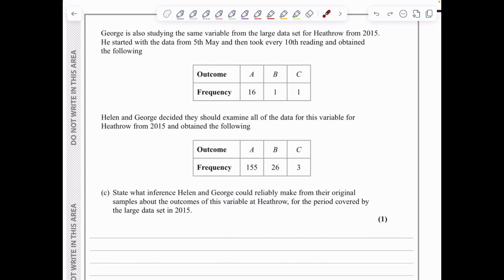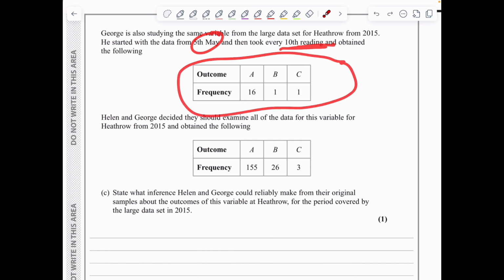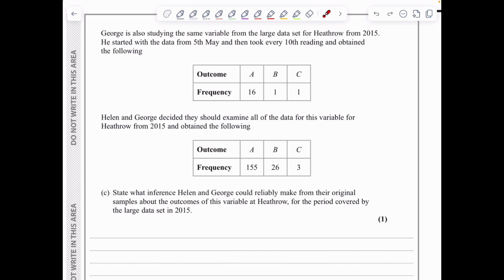Now, George is also studying the same variable from the large dataset for Heathrow from 2015. Now, he started on the 5th of May, taking every 10th reading, obtaining the following results. As we can see again here, the sample is heavily dominated by outcome A. Now, Helen and George decided they should examine all of the data for this variable for Heathrow from 2015, obtaining the following outcomes. Again, A appearing 150 times, which is a lot more than B and C.